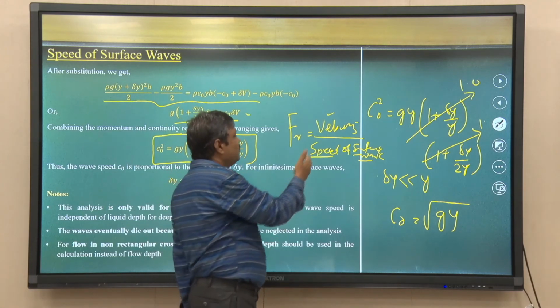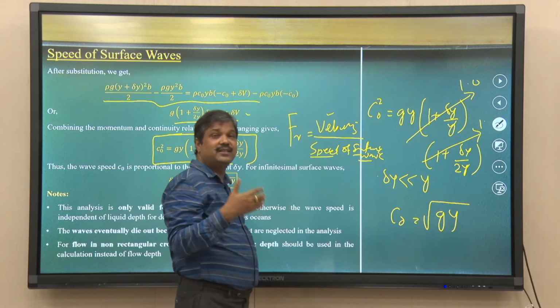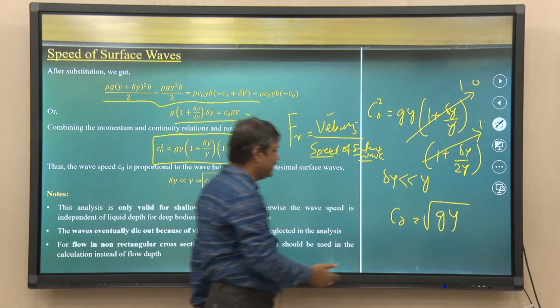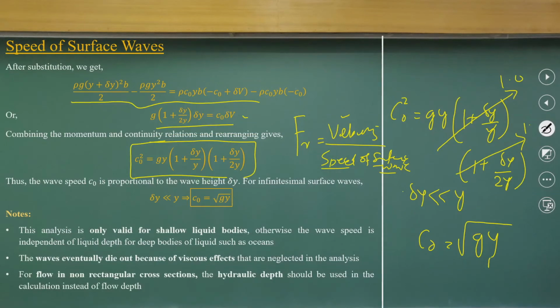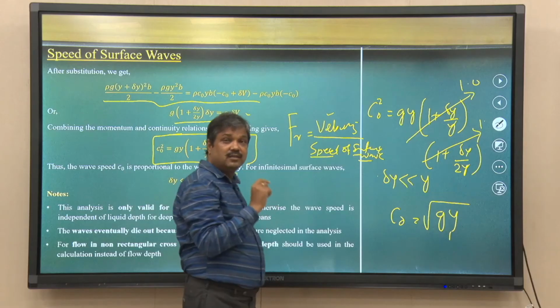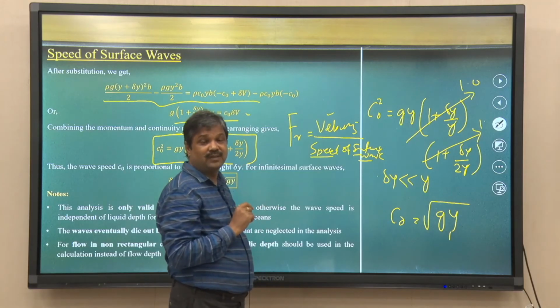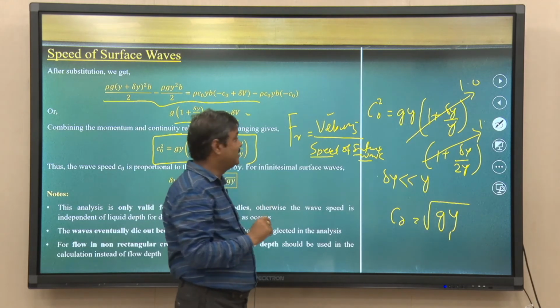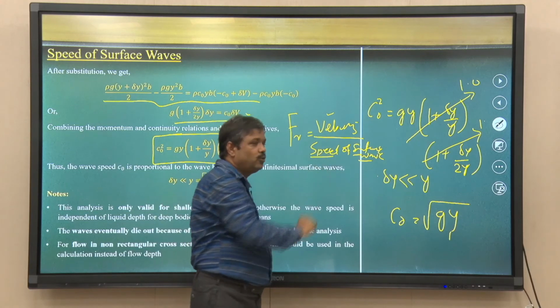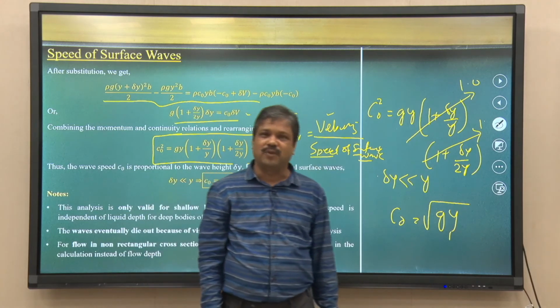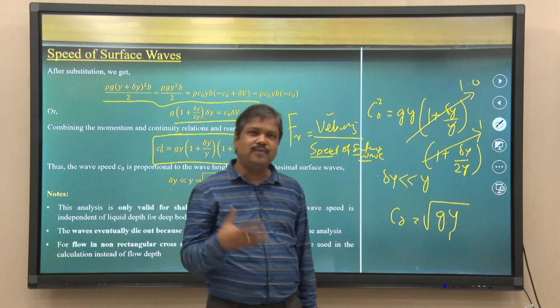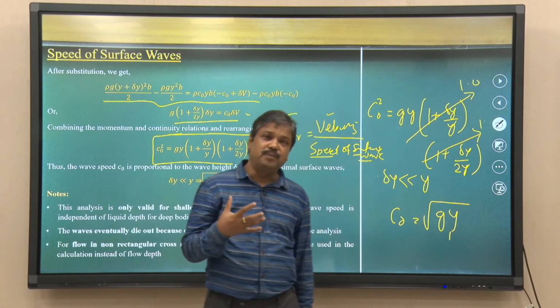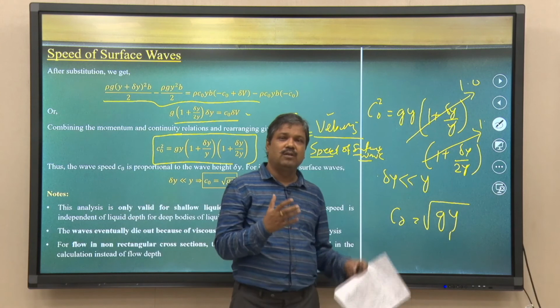If the velocity is lesser than the speed of the surface water wave, which we have derived is a function of the flow depth, the square root of the flow depth, then we have subcritical flow. The critical flow is a very special condition where the velocity is equal to the speed of the surface wave.